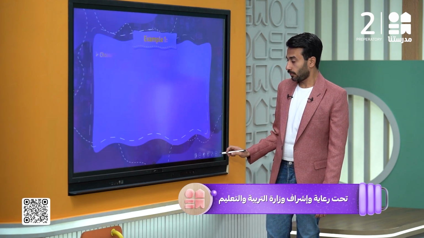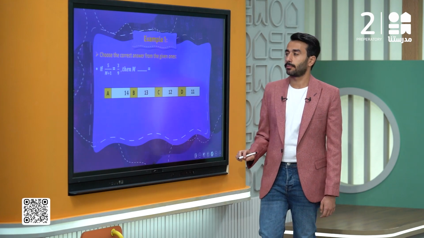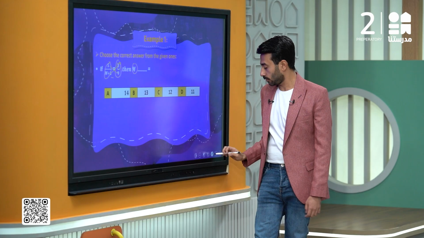So let's start with the first question here. Choose the correct answer from the given ones. You have this equation and we need to find the value of m. Whenever you have an equation with fractions like this one, you can use cross multiplication. So simply you multiply 3 by all the values here, which is m plus 1.